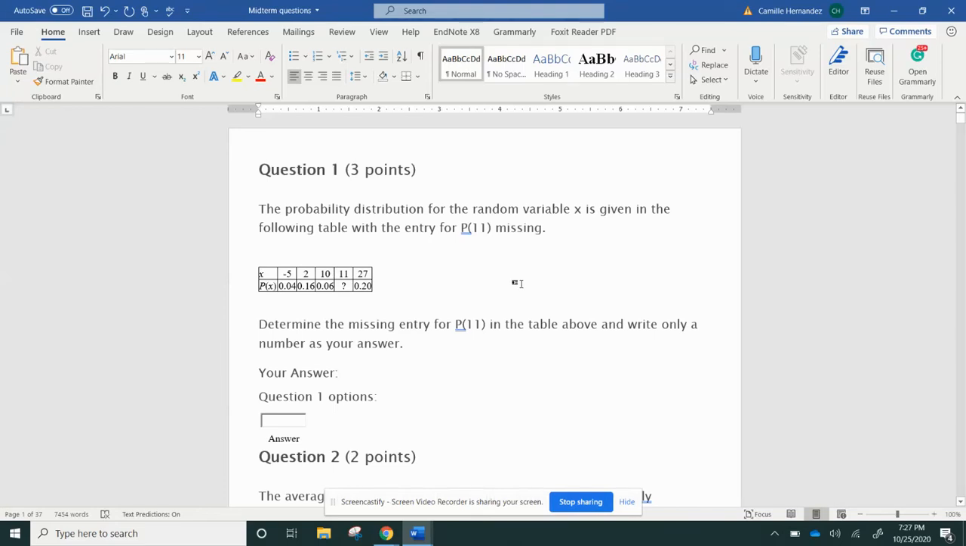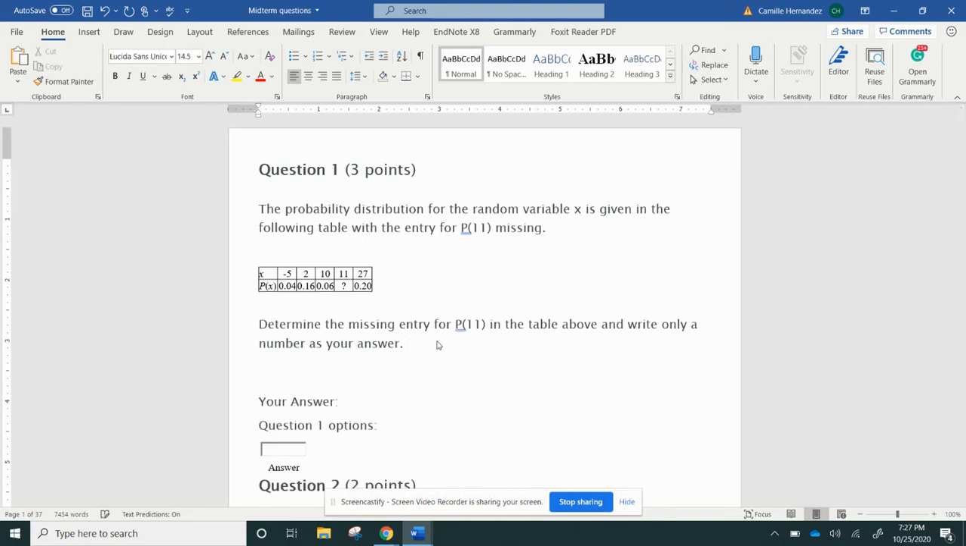So I'm going to show you how, when you're looking at the probability distributions for a random variable x, if you have one of the probabilities missing, how you can determine what it's going to be. So this one wants you to determine what the probability of 11 is going to be. So the first thing you want to do is add up all the probabilities.